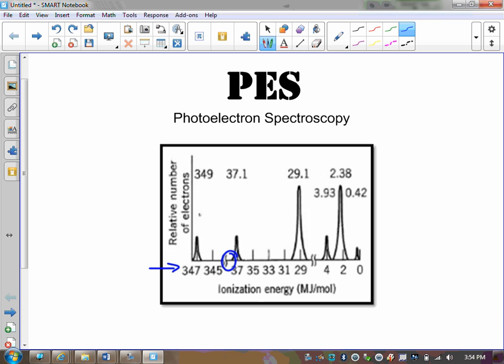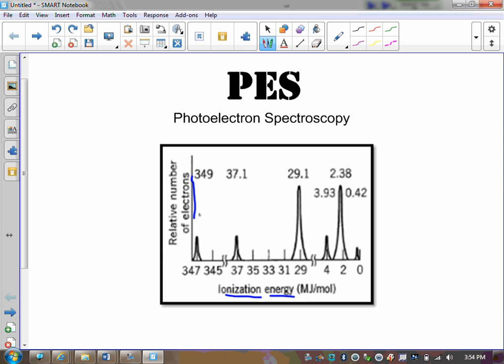So the graph looks like this. Again, the x-axis is ionization energy. The y-axis is the number of electrons. Okay, so we are going to be figuring out numbers of electrons on our y-axis here. This is essentially electron configurations in graph form, really is what this is.